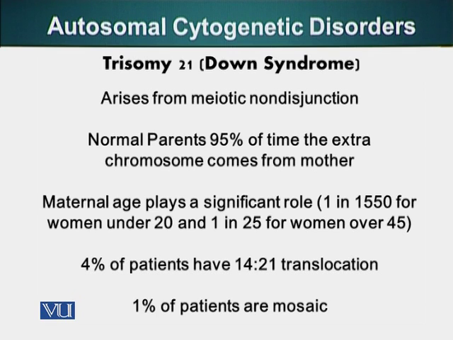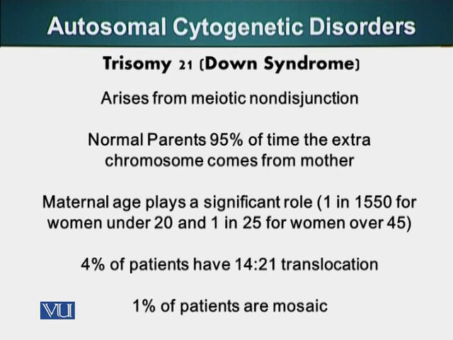4% of the patients have a Robertsonian translocation, 14-21. 14 is also an acrocentric chromosome, and 21 is also an acrocentric chromosome. We won't talk about this since it is slightly beyond the scope of this course, but I just wanted to mention it. 1% of the patients are mosaic.